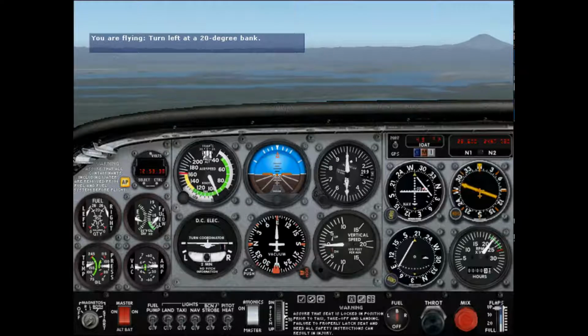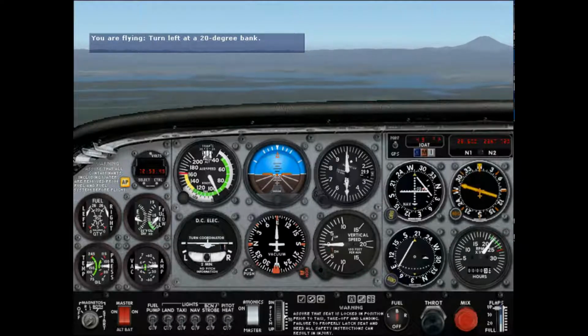When the bank angle reaches 20 degrees, let the stick return to center or, if necessary, deflect it as necessary to maintain this bank angle. Gently make tiny changes left and right to hold the bank at 20 degrees.